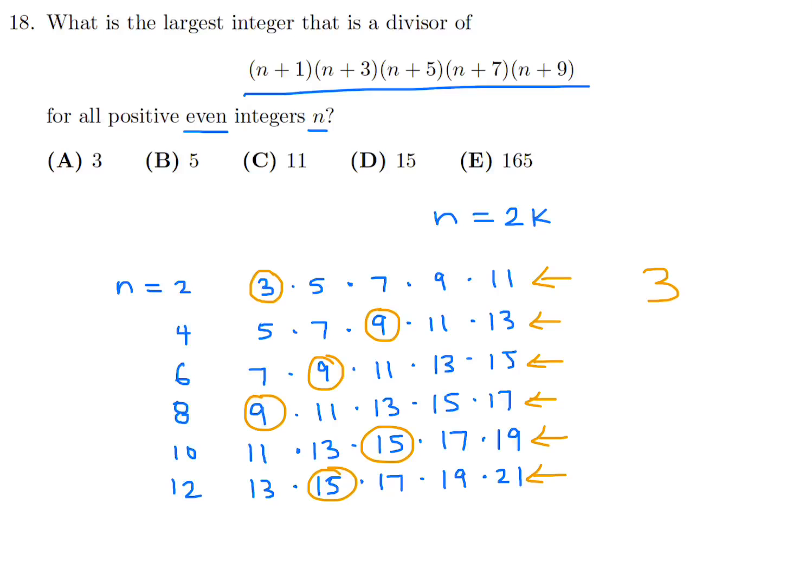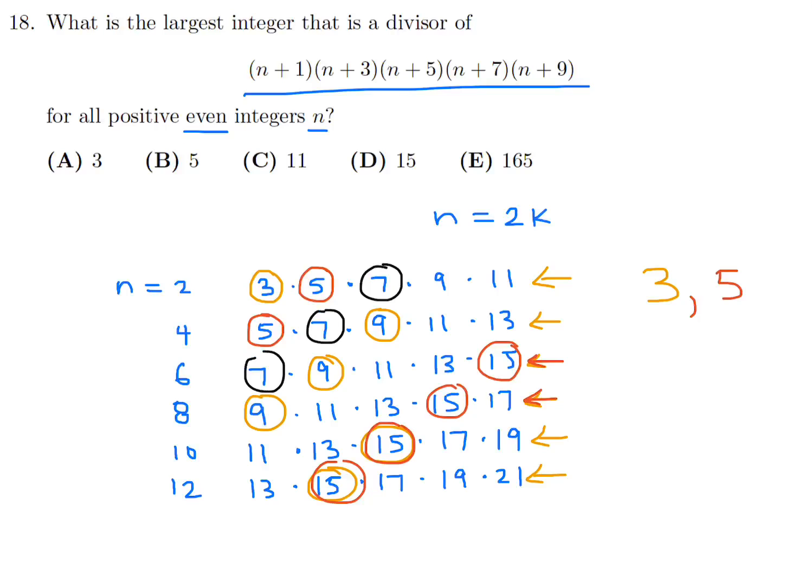Now let's see, what else can we find as a divisor? How about let's look at 5. 5 obviously is a divisor of that expression. It's here as well. It's not here, but 15 is, and 15 is a multiple of 5, right? And we got a 15 here, 15 here, and 15 here. So 5 also. Anything else? Let's see. 7, well, 7 is here, here, here, but there's nothing here that is divisible by 7.